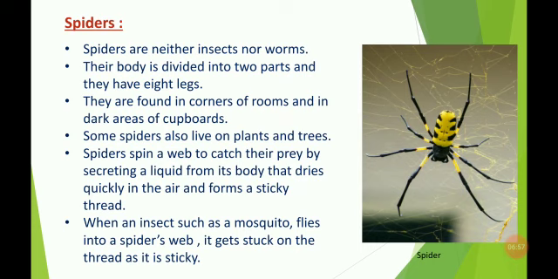Children, what is the spider's home called? It's a web. They spin webs to catch their prey. So how do they spin their web? They spin the web by secreting a liquid from their body. This liquid forms a sticky thread that dries when it comes in contact with the air. So when an insect flies into a spider's web, it gets stuck on the thread as it is sticky.